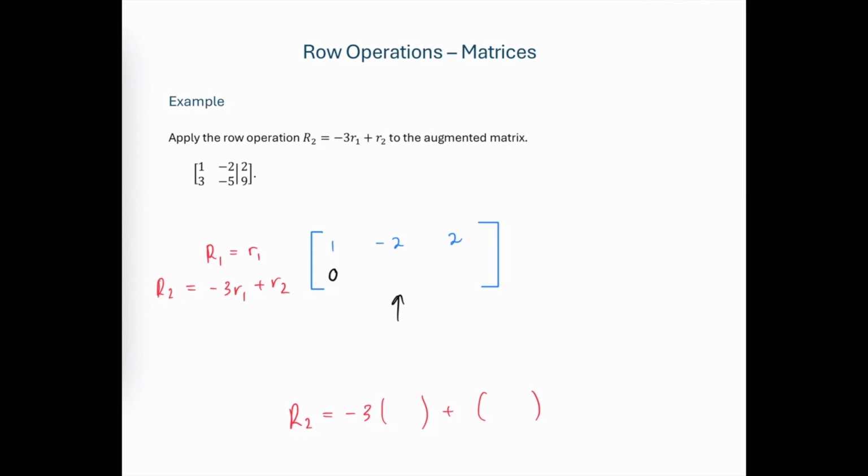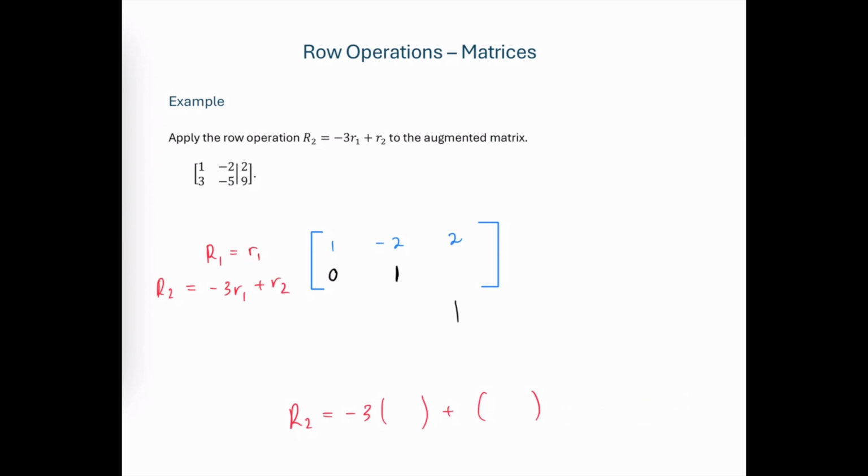To get the second column element, we're going to use the second column from the previous iteration. We're looking at -3 times row 1, the row 1 element is -2, and then we're going to add that to row 2, and the row 2 element is -5. So what we have here is +6 minus 5, which is +1. So +1 is the element that goes in the second column position.